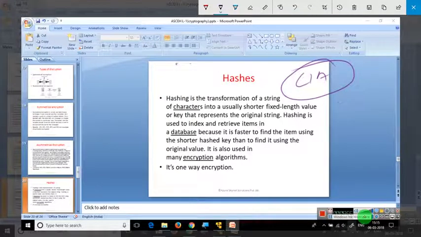So in the next class, we will perform some practicals. We will see how one can encrypt or decrypt a message on the internet.